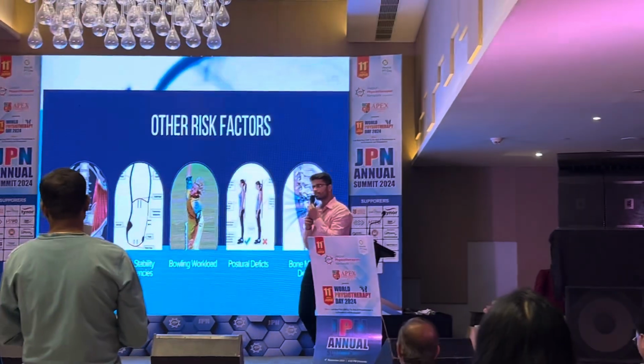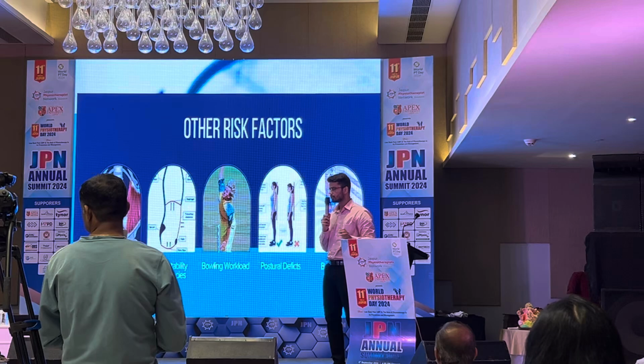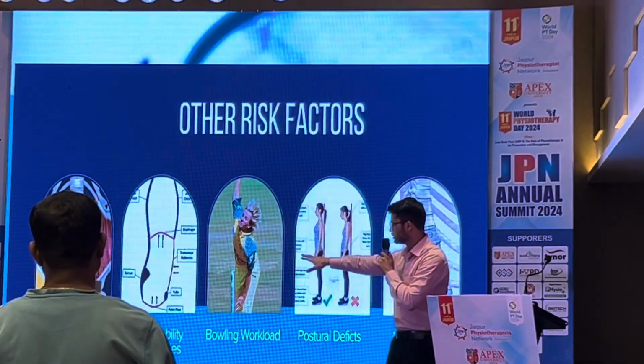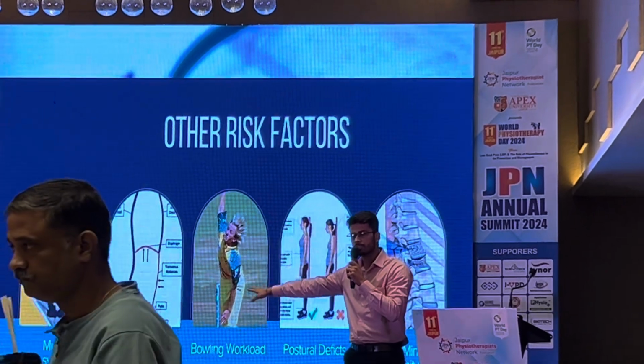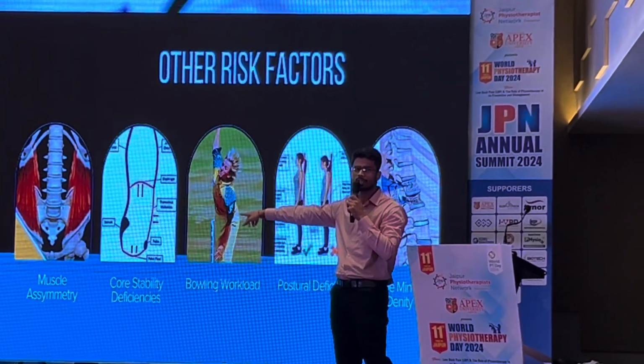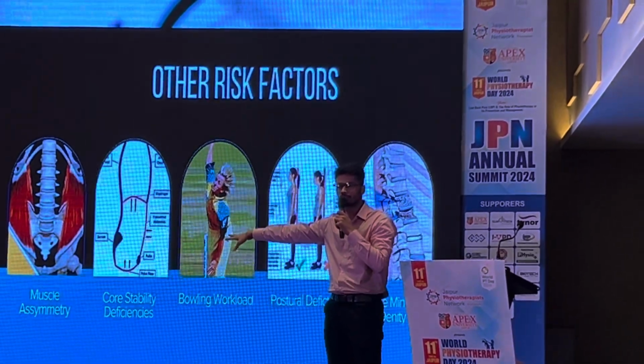So there can be other risk factors also for this injury. I have pointed out some of the very important risk factors. First is the muscle asymmetry. It has been seen in the evidence that particularly the quadratus lumborum muscle asymmetry has been linked to the stress fracture of the lumbar spine.